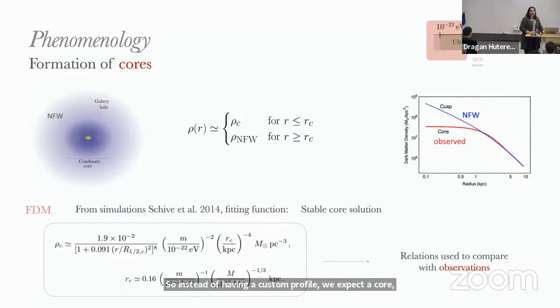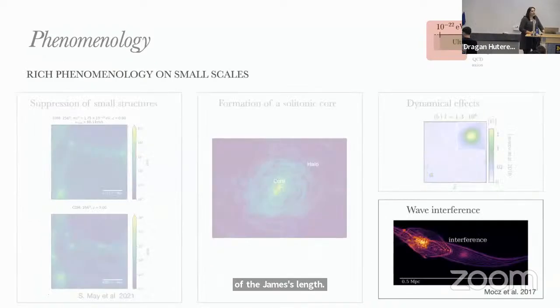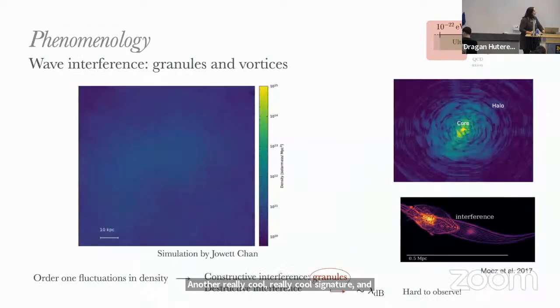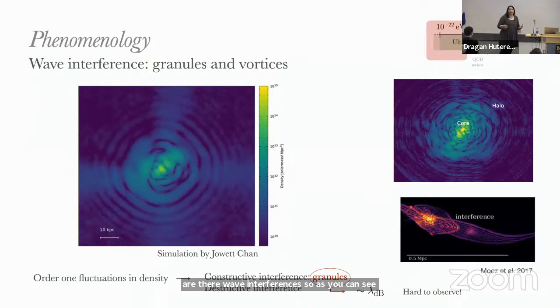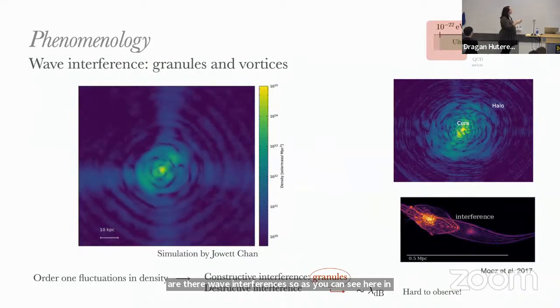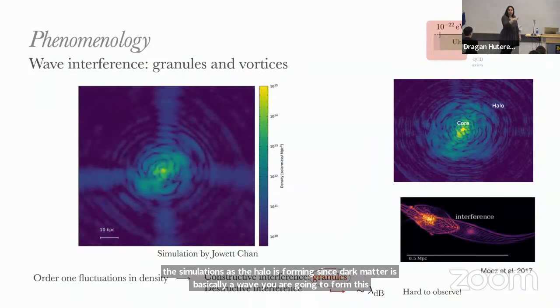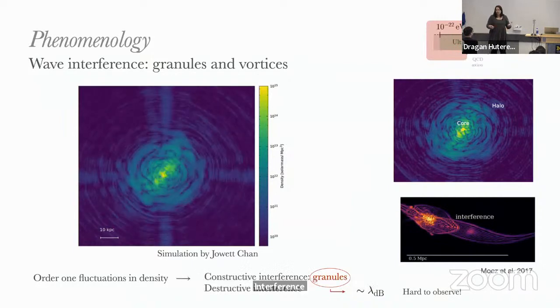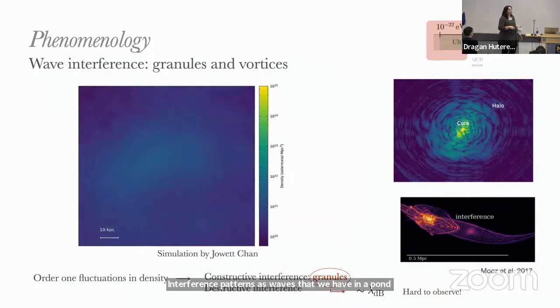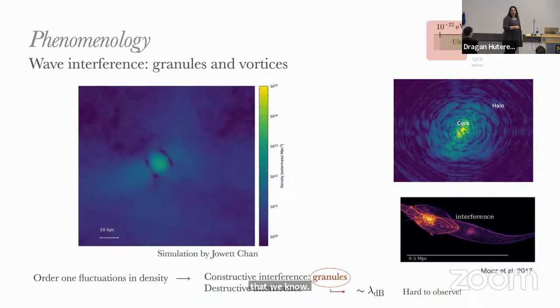Because of the Jeans length, again, because you cannot form structures on small scale. Another really cool signature, and something that really shows you this wave-like behavior, are these wave interferences. As you can see here in the simulations, as the halo is forming, since dark matter is basically a wave, you're going to form these interference patterns. So constructive and destructive interference patterns, like the waves that we know in a pond. So this really shows the undulatory, the wave-like behavior of dark matter.